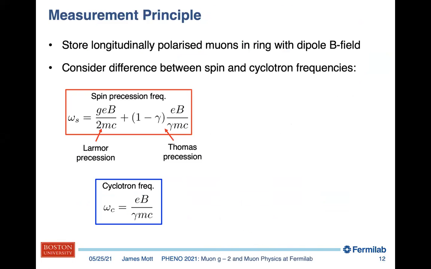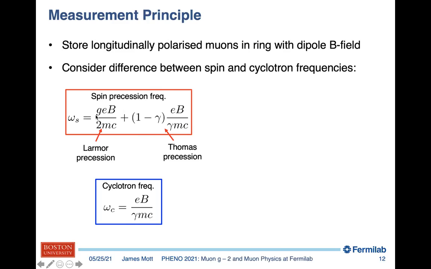Okay, so how do you actually do this experiment? Well, we store longitudinally polarized muons in a ring with a vertical magnetic field. If you do that, the muons are going to go round and around at the cyclotron frequency, and their spin is going to precess at the spin precession frequency given by Larmor precession here, and then a relativistic Thomas precession term here.